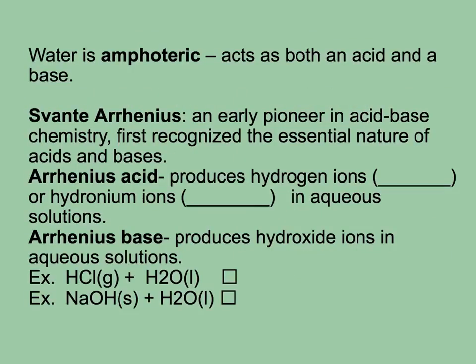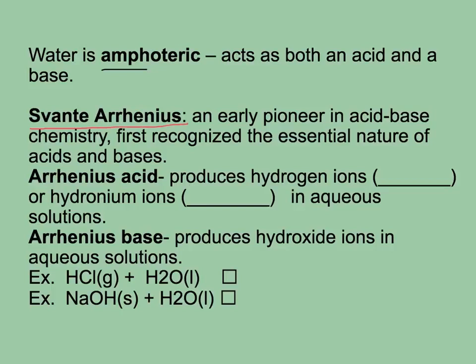So we said that acids have a low pH, bases have a high pH, and neutral would be a pH of 7. And so we consider water to be amphoteric. Amph means both, like amphibian. And so water can both act as an acid and a base. So what exactly is an acid and a base? Well, there are different definitions. The first definition for acids and bases came along by Arrhenius.